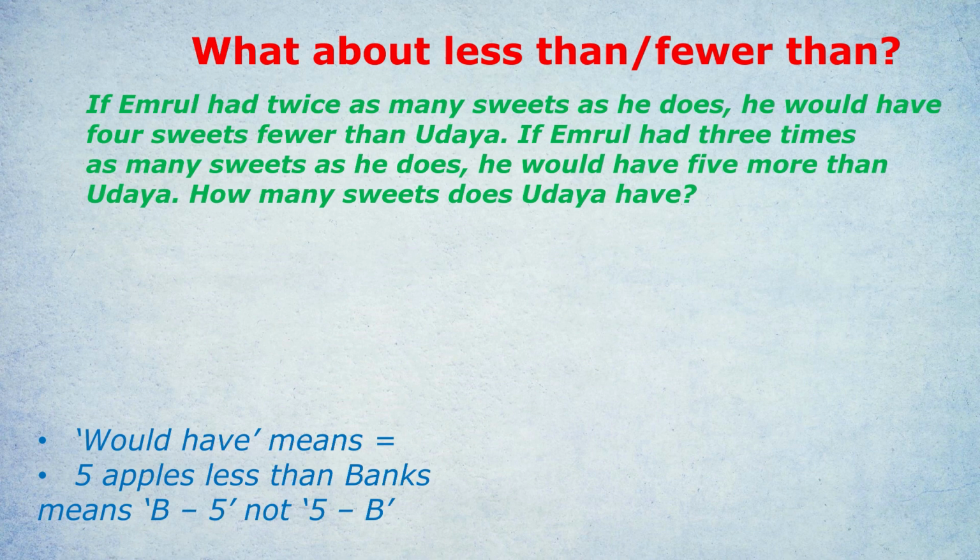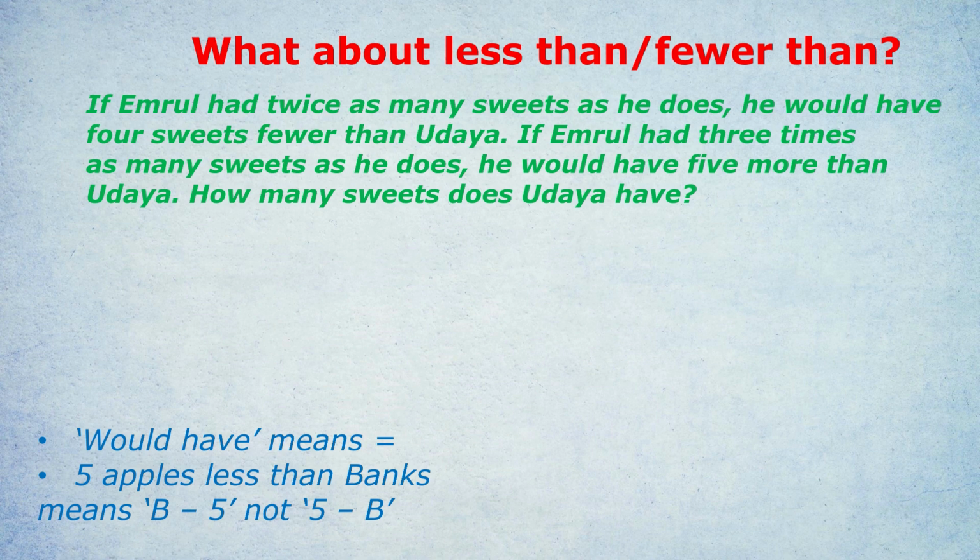If Emeril had twice as many sweets as he does, he would have 4 sweets fewer than Udaya. If Emeril had 3 times as many sweets as he does, he would have 5 more sweets than Udaya. How many sweets does Udaya have? Let's deal with the first equation. If Emeril had twice as many sweets as he does, that's relatively easy. That's 2e. He would have, so equals, 2e equals, 4 sweets fewer than Udaya.